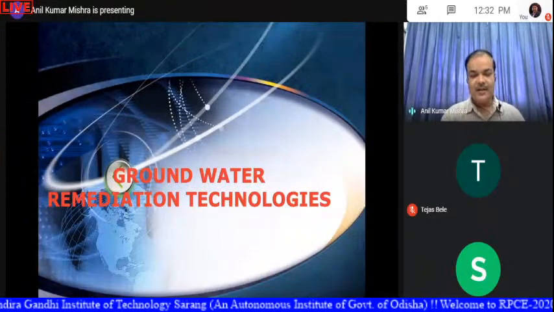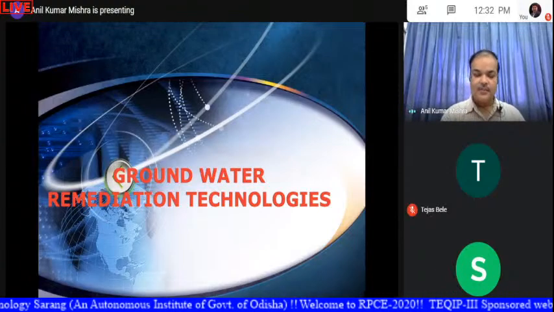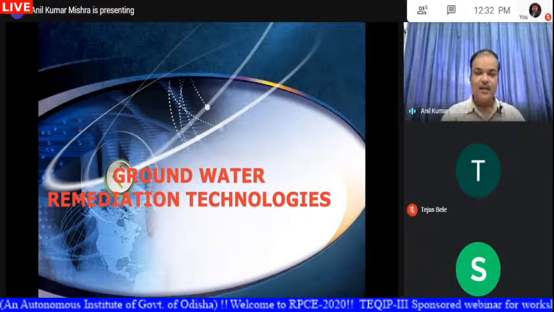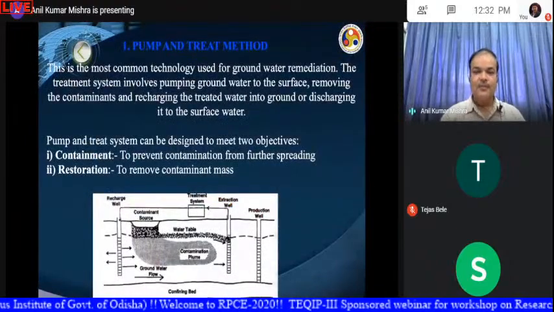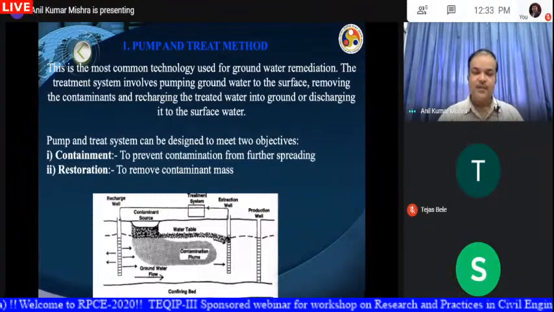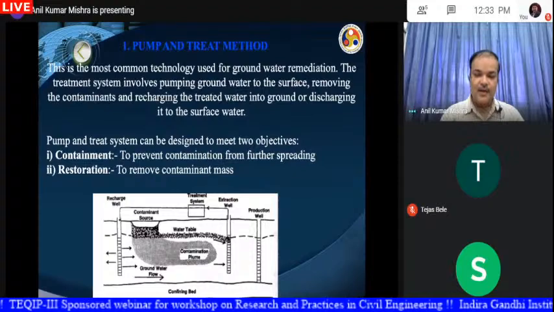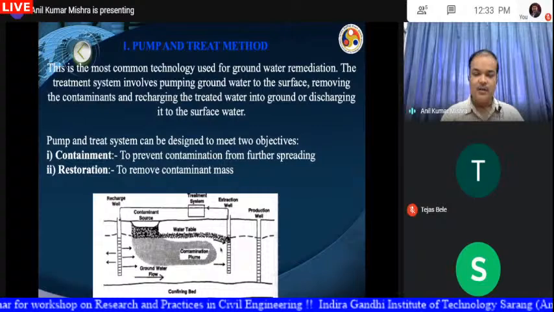So this is all related to what I discussed about how to remove the contaminant. Suppose the water gets contaminated, then how do we treat that? In this technique, we have the pump and treat method, in which, suppose this is a contaminated plume and it has contaminated the water all around. So what we have to do is dig some wells.